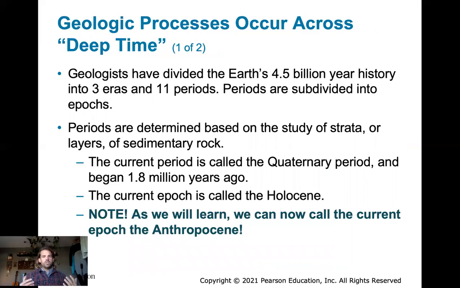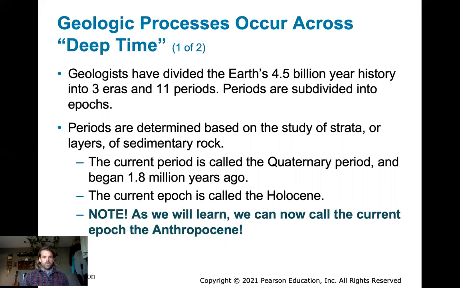Okay, so geologic processes occur across deep time. Remember, I keep calling these timescales massive or vast. Geologists have divided the timescale of the Earth's 4.5 billion year history into 3 eras and 11 periods. And the periods are even further subdivided into epochs. The periods are determined by the rock layers, the strata of that rock.